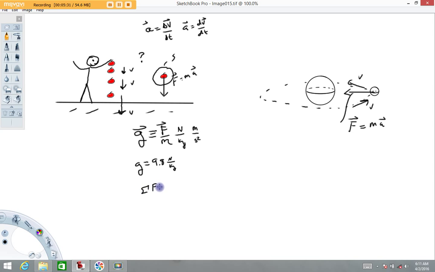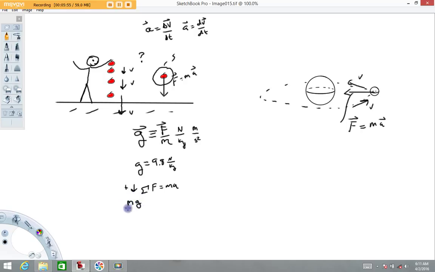Sum of all forces equals ma. My standard rule of thumb: identify the acceleration direction, call that positive. We have one force, what we call the gravitational force. And because of Newton's theory of gravity, it's not too hard to show that, put the m on the left, the gravitational force is equal to mg.